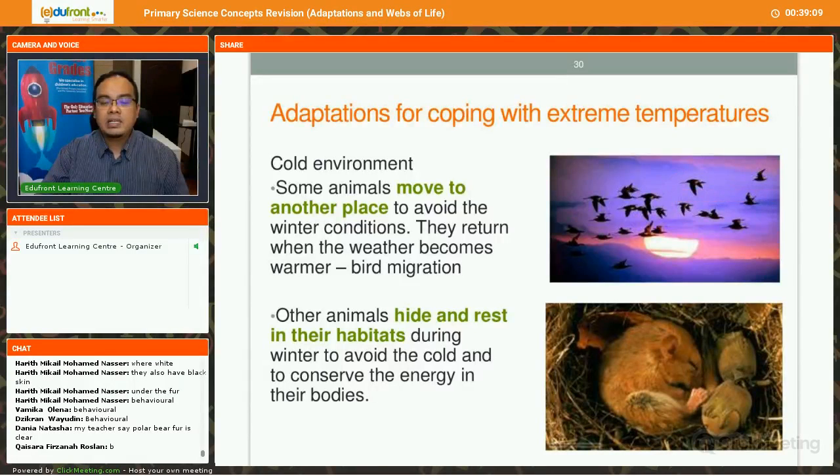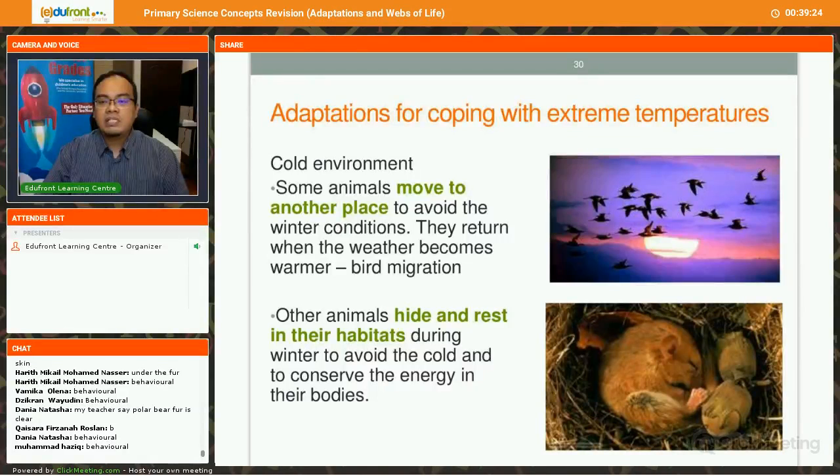Now, migrate is not moving just short distances, let's say from Jurong to Pasir Ris, for example. That is not migration. Bird migration means that it travels thousands of kilometers, say in America, for example, or in Europe.